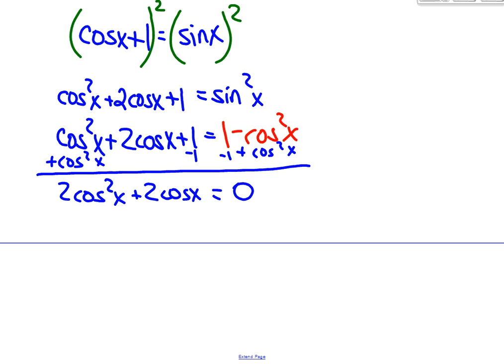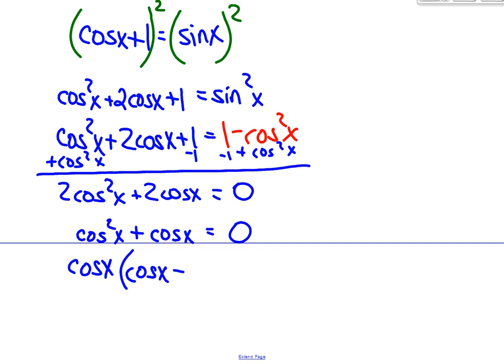And by the way, can I do something with that 2 right away? I can just factor out the 2, or just divide both sides by 2, and I can say because 0 divided by 2 is going to be 0, then the 2's divided by 2 will be 1. So this is cosine squared x plus cosine x equals 0. And what's my common factor? Cosine x. So then I get cosine x times cosine x plus 1 equals 0.